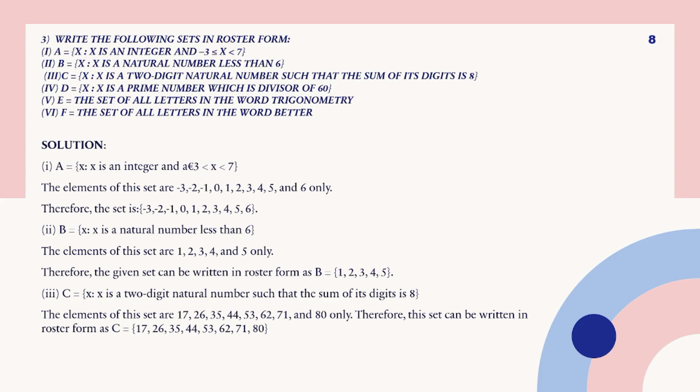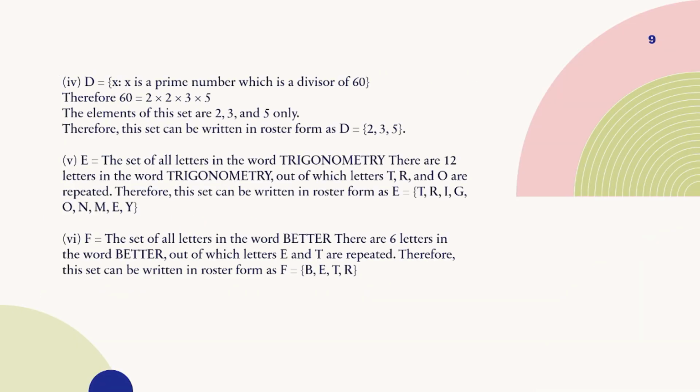Now let's discuss the fourth question. D is {x : x is a prime number which is a divisor of 60}. Divisor means 60 should be divisible by it. Now let's see the factors: 2 into 2 into 3 into 5. 2 into 2 is 4, 4 into 3 is 12, 12 into 5 is 60. The set is 2, 3, 5. As 2 is repeated twice, we take it once, because when we write a set, elements should not be repeated. So the set is 2, 3 and 5. As it is roster form, we separate them by commas.